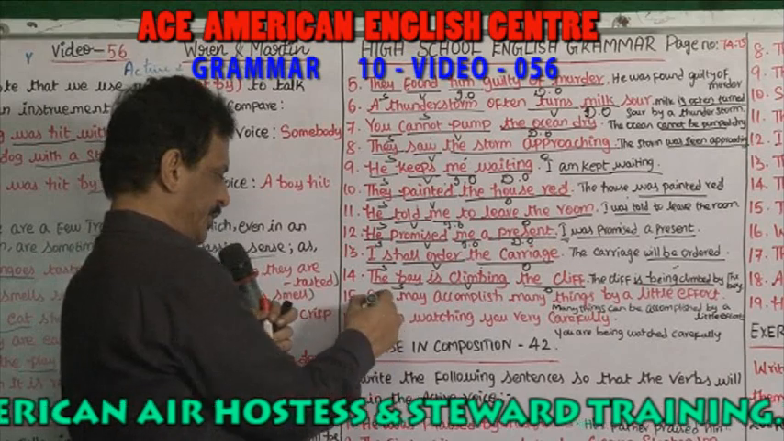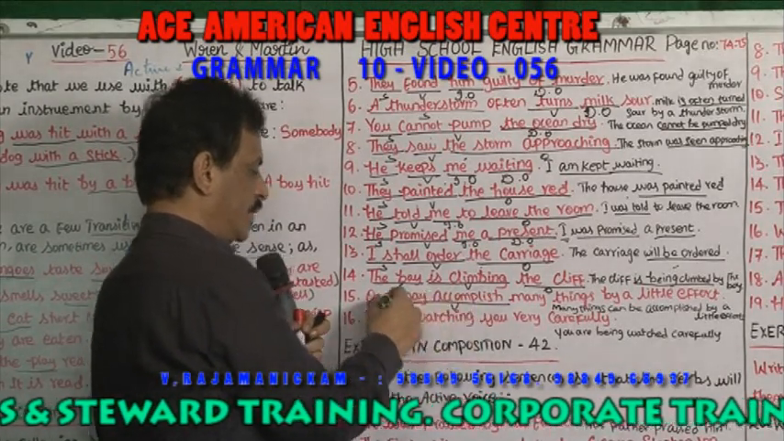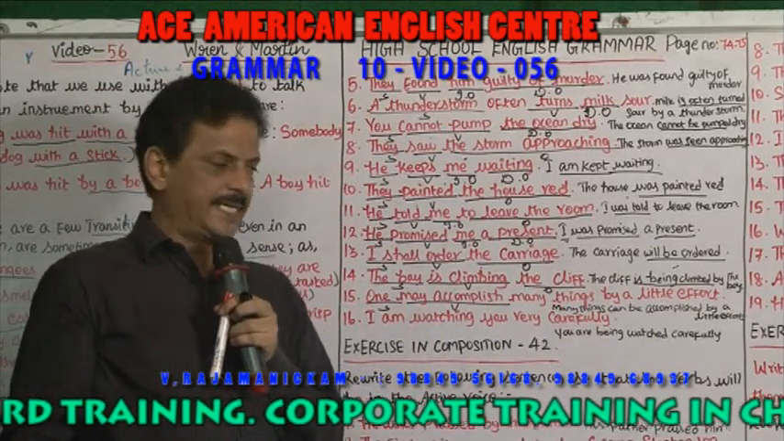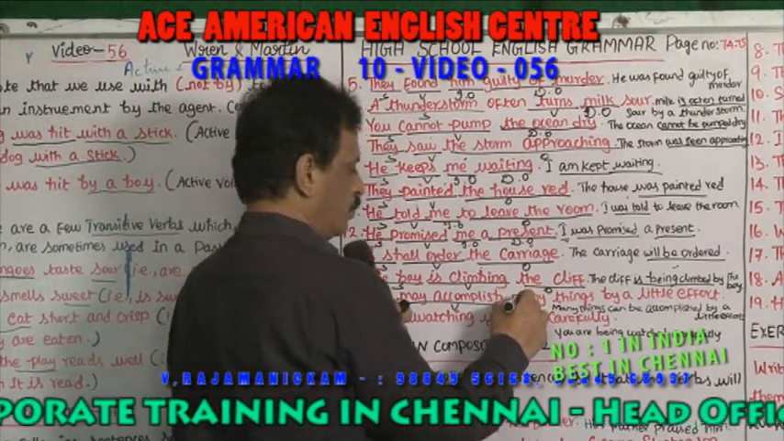One may accomplish. One is subject. May accomplish is the verb. One stands for the subject, a person. One may accomplish many things. What?